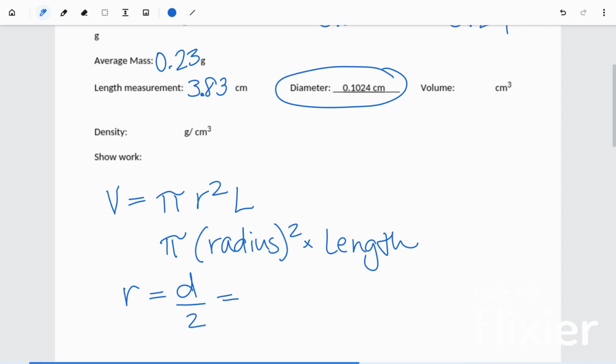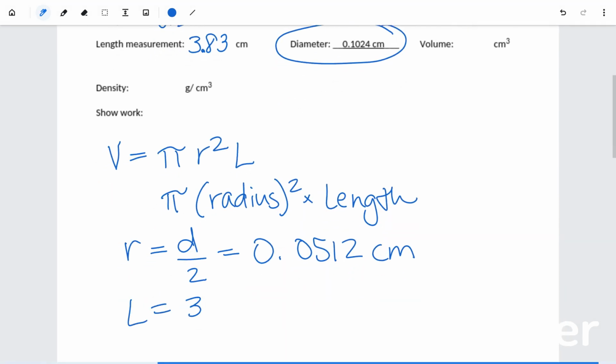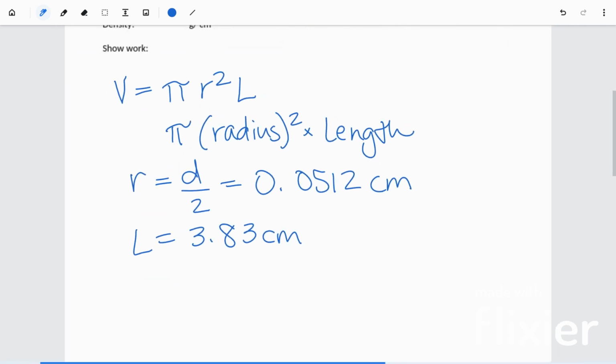I'm going to go back to my calculator, 0.1024 divided by 2, and I get 0.0512 centimeters. Remember, those units are always important. And then length is the length measurement that we got, 3.83 centimeters. And it's important for everything to be in the same units. So we have the radius in centimeters, the length in centimeters, so we can go ahead and calculate our volume.